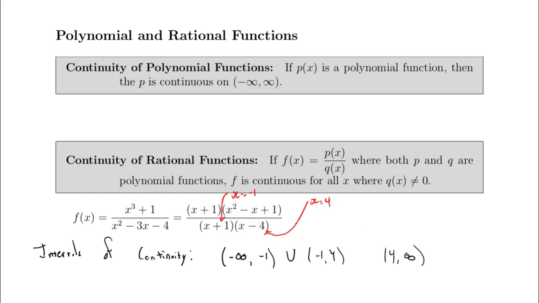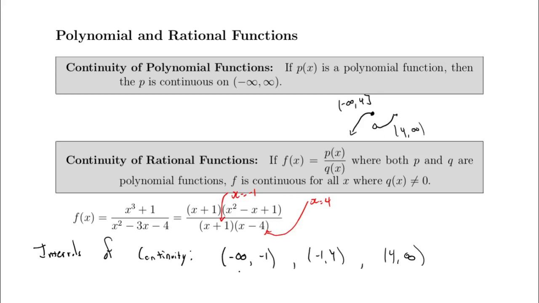I'm not going to use the union sign in between here because it's possible that we get a function that looks like this, where our intervals of continuity are like negative infinity up to 4 and 4 up to infinity. I don't want to union these sets together because we only have one-sided continuity at this closed endpoint. So I'm just going to list these intervals separately.